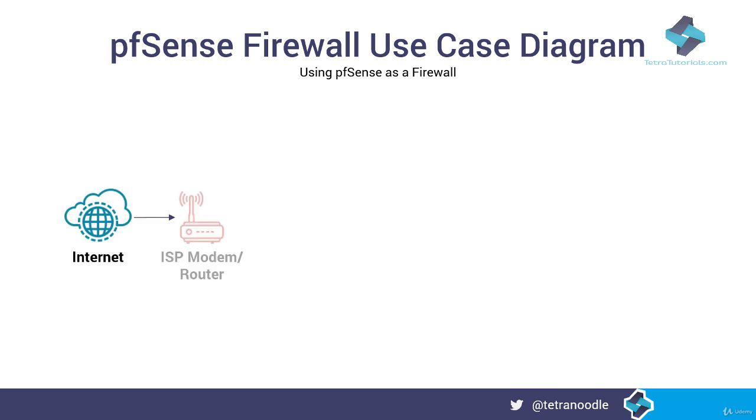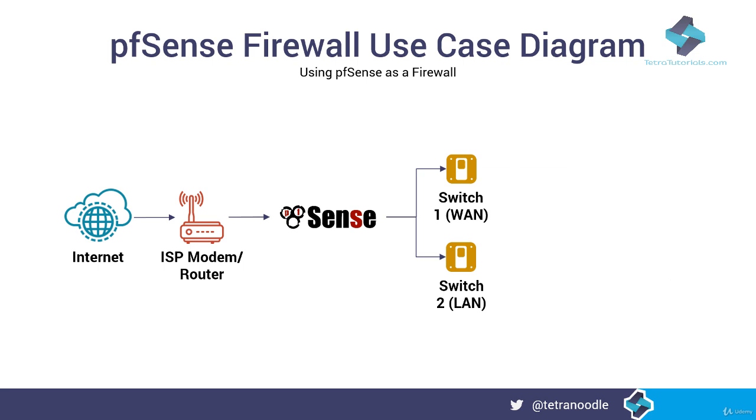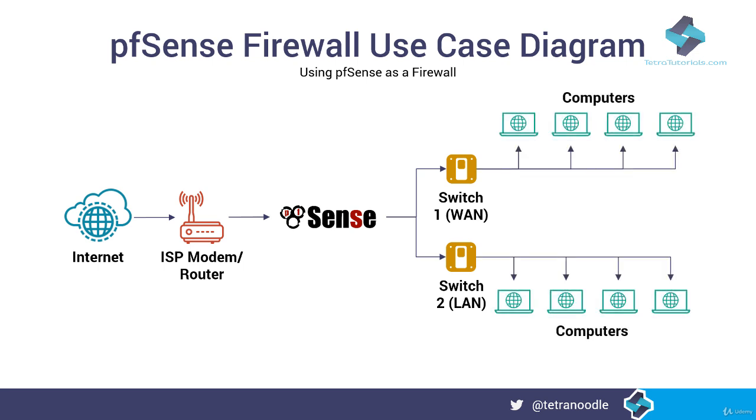Now, let's take a look at a diagram and see how pfSense can act as a firewall. Consider that there is an external cloud network, which represents the internet. Next, you have an ISP connection device like a cable modem, an ADSL modem, or something similar that connects your internal network and pfSense system to the internet.